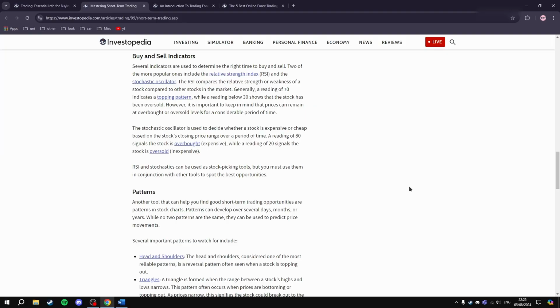Overbought, oversold. The stochastic oscillator is used to decide whether a stock is expensive or cheap, based on the stock's closing price range over a period of time. A reading of 80 signals the stock is overbought, expensive, while a reading of 20 signals the stock is oversold, inexpensive. RSI and stochastics can be used as stock picking tools, but you must use them in conjunction with other tools to spot the best opportunities. So you need to use other tools to verify the stochastics and the RSI.